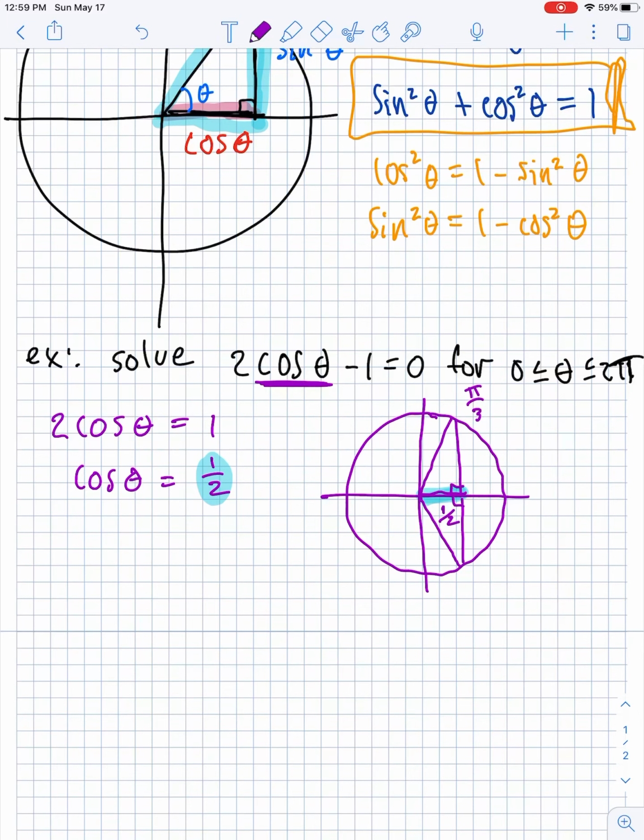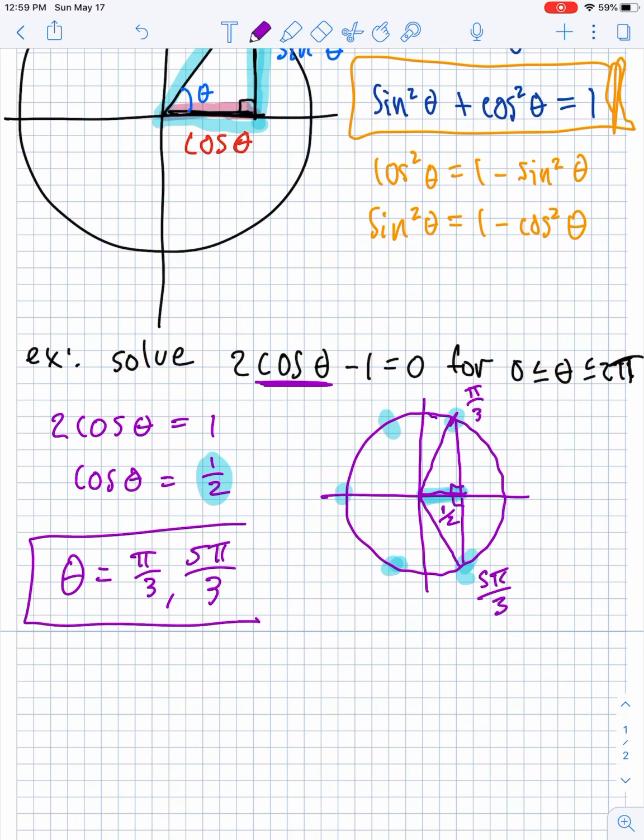So counting by pi over 3s, this is pi over 3, 2 pi over 3, 3 pi over 3, 4 pi over 3, 5 pi over 3. So our two answers to this are pi over 3 and 5 pi over 3. So theta equals pi over 3 and 5 pi over 3. Final answers. They're both in between 0 and 2 pi. We're good to go.